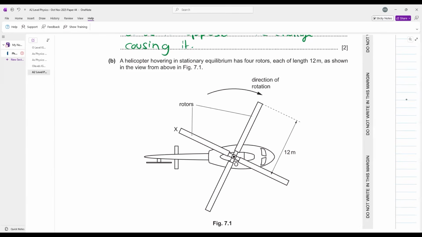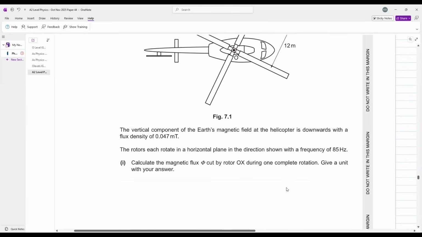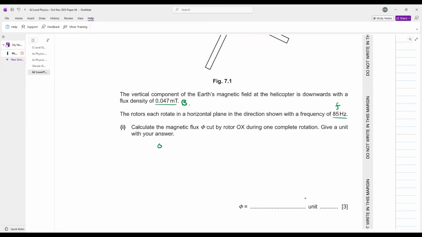A helicopter hovering in stationary equilibrium has four rotors, each of length 12 meters, as shown in the view from above in figure 7.1. ठीक है भाई, ये above आपको view दिख रहा है. Okay, no problems. The vertical component of the Earth's magnetic field is this. This is your Earth's magnetic field. Perfect. The rotors each rotate in a horizontal plane in the direction shown with a frequency of this. This is your frequency. Calculate the magnetic flux. You have to calculate the magnetic flux. How will you do that? B into A. B क्या है बेटा?